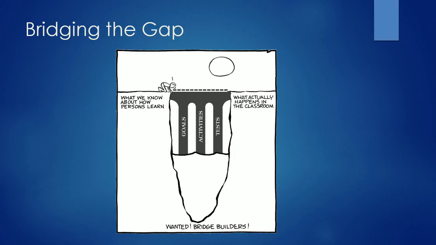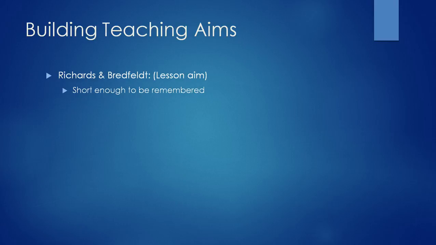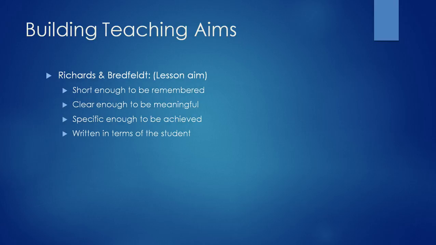So we have to begin with our goals. And that's where we will begin today. So in your text, Richards and Redfield call the goal your lesson aim, what you're trying to accomplish, the target, what you're aiming at with your lesson. And they give 4 characteristics of teaching aims. First, it should be short enough to be remembered, clear enough to be meaningful, specific enough to be achieved, and written in terms of the student.